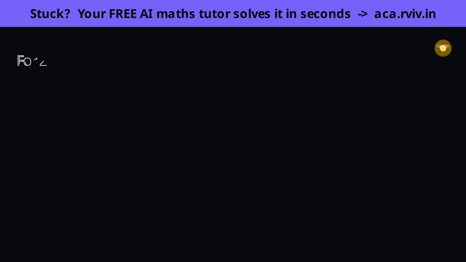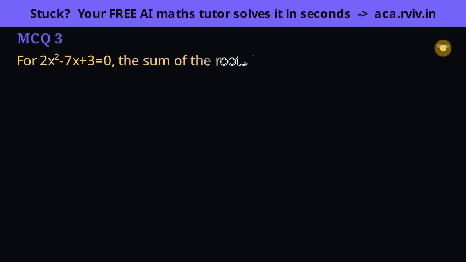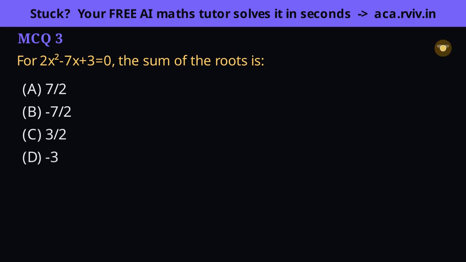Use the shortcut. The sum of the roots equals minus b over a, so no solving is needed. Recall this comes from the quadratic formula. The two roots, plus root and minus root parts, cancel, leaving minus b over a. Consider the four options. Here a is 2 and b is minus 7, so sum of roots is minus b over a, which is minus of minus 7 over 2. The two minus signs make it plus, giving 7 halves, option A.